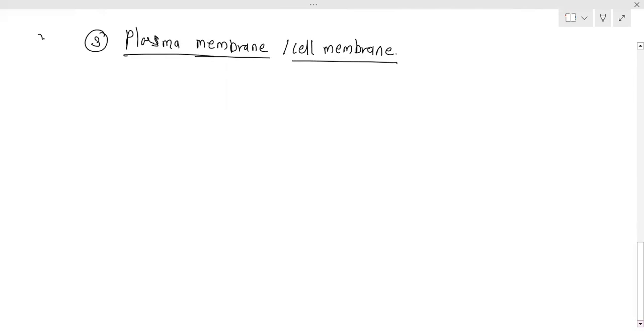But this is the third covering. Remember, innermost is the plasma membrane. Above it is the cell wall, and above that the capsule. Right? Remember this: the cell envelope. Now let's talk about the cytoplasm.